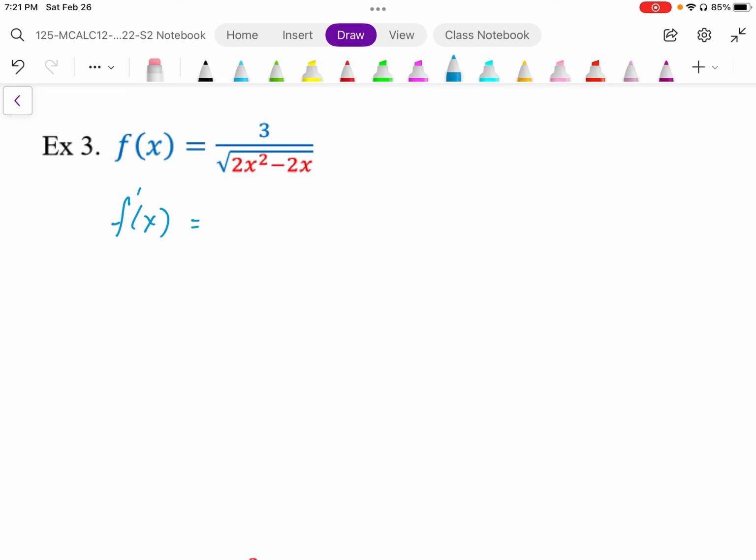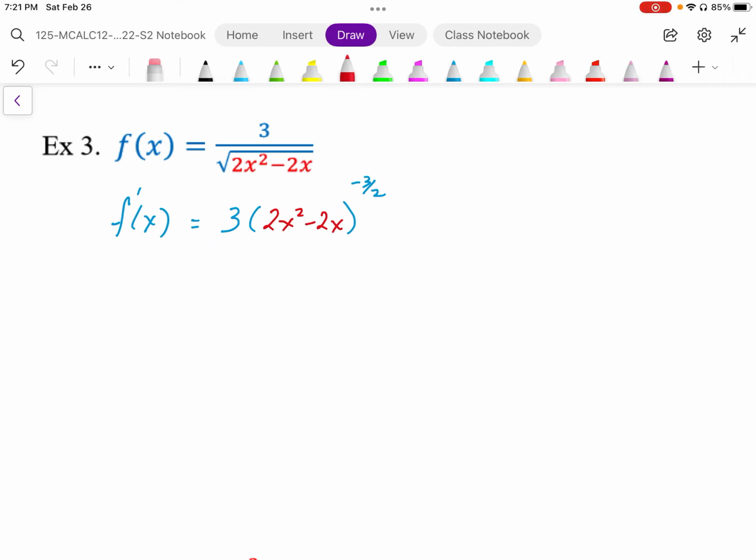and that's going to be equal to, and I'm going to differentiate the outside. So I'm just going to look at the blue part of this function. So that 3 is a constant. The power is going to be negative 1/2. So I'm going to decrease the power by 1. So I get negative 3 over 2. And the inside part stays the same.